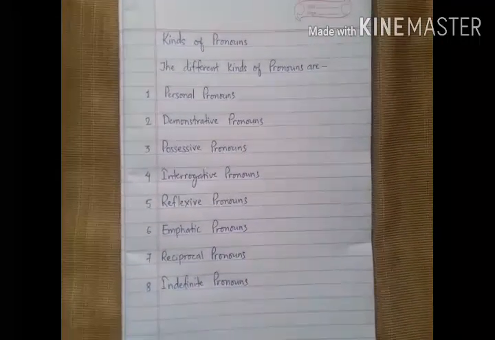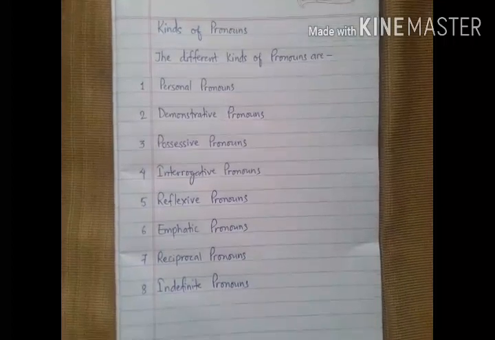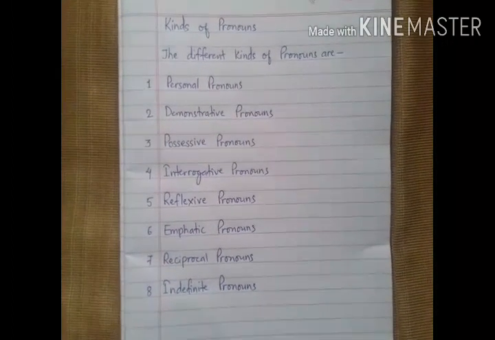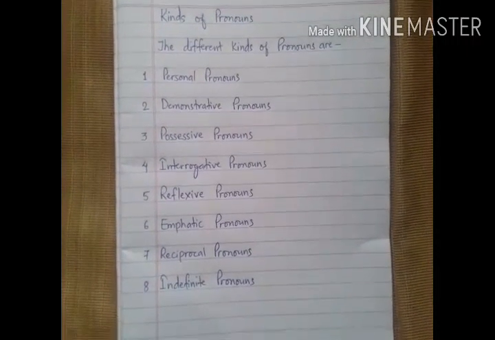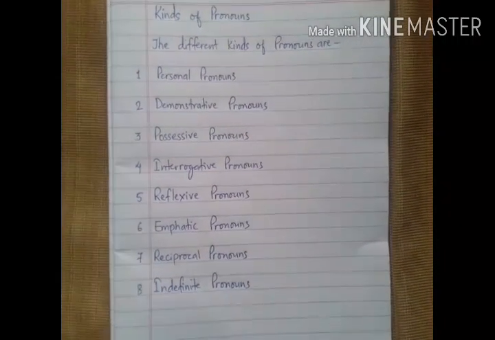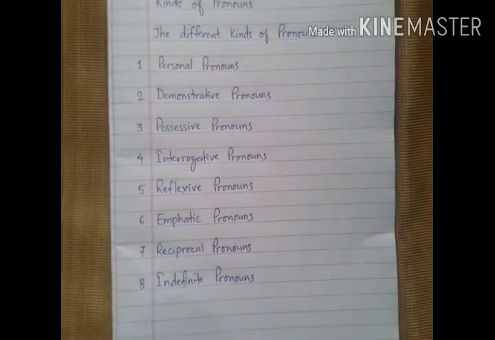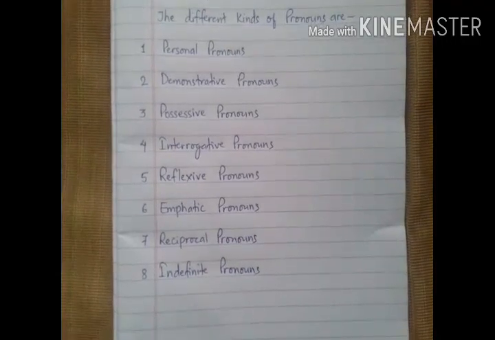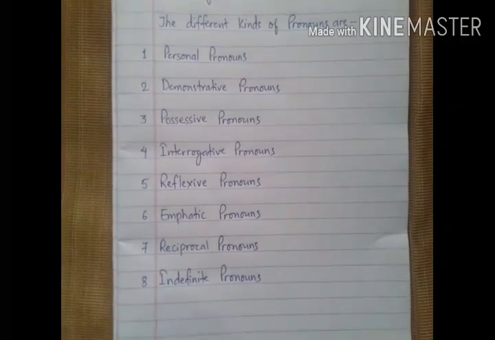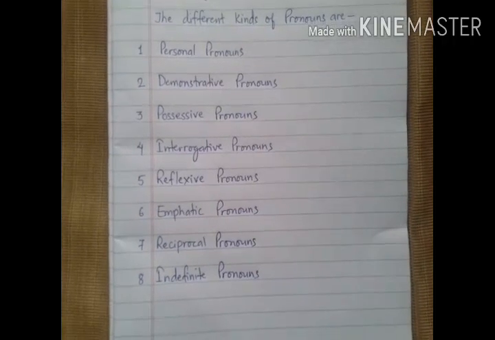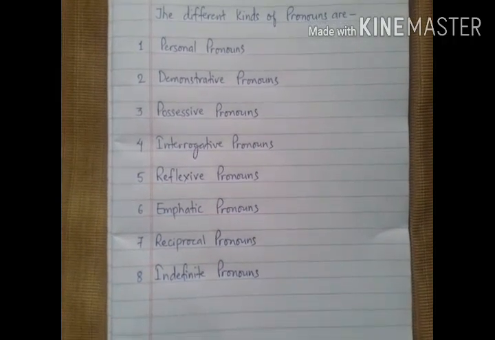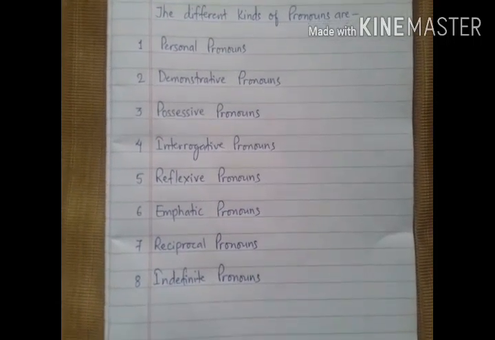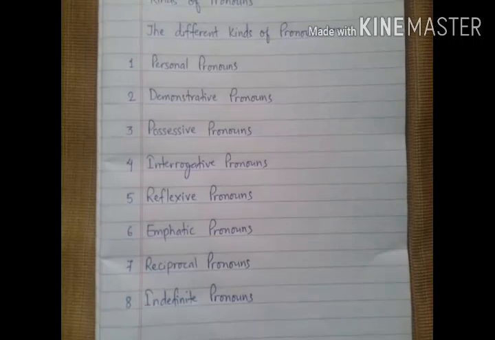To understand the different kinds of pronouns we have mentioned here, you can also see that there are 8 major kinds of pronouns. They are: number 1, personal pronouns; number 2, demonstrative pronouns; number 3, possessive pronouns; number 4, interrogative pronouns; number 5, reflexive pronouns; number 6, emphatic pronouns; number 7, reciprocal pronouns; and number 8, indefinite pronouns.